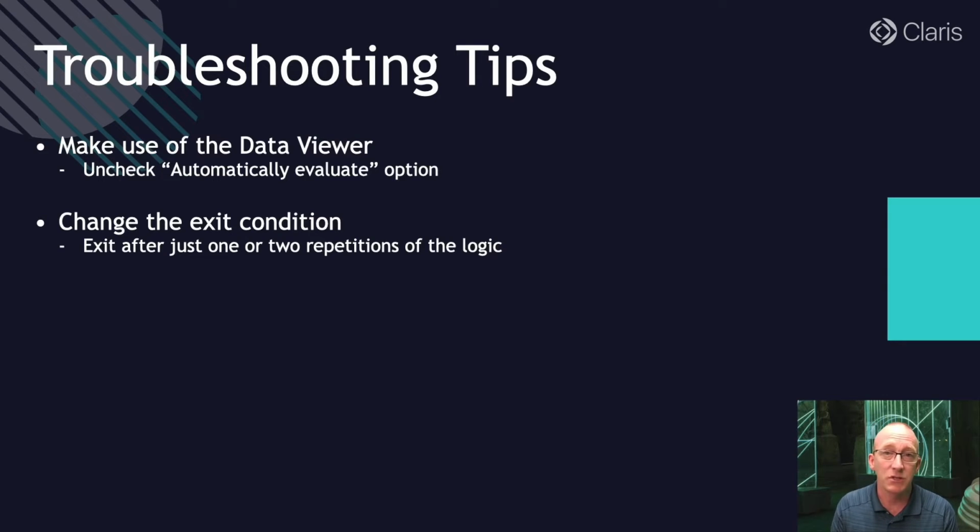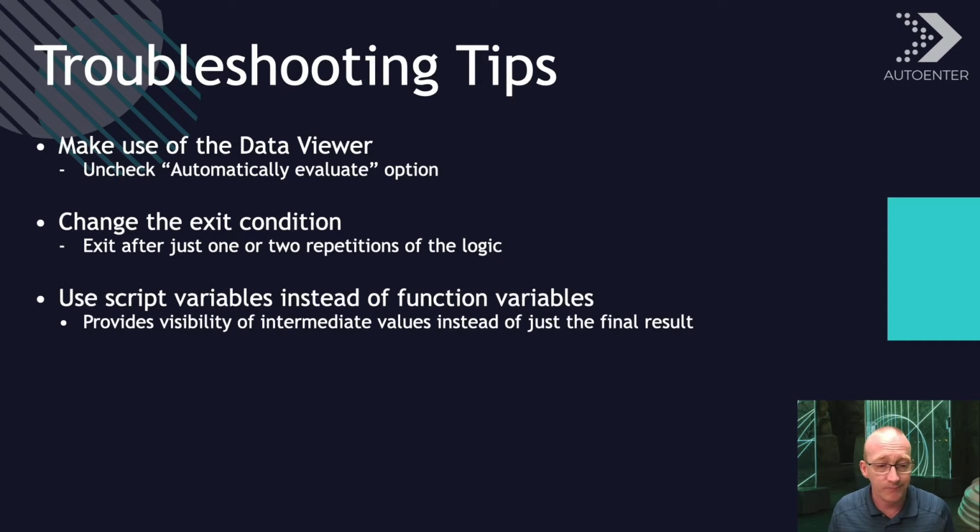If there's any question as to whether your variables are initializing properly, you can have it exit immediately by setting the exit condition that way. And the last tip that I have to offer is you can use script variables instead of function variables. That provides visibility of those intermediate values instead of just being able to see the final result. You use it in conjunction with changing the exit condition, while also stepping through your script with the script debugger so that it pauses and you can see the value of those variables.